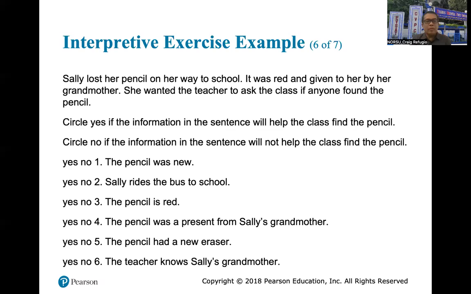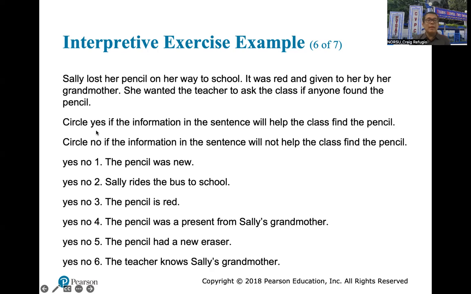Okay, so number one. You have there number 1, number 2, number 3, number 4, number 5, and then number 6. So we have there: the pencil was new. Sally rides the bus to school. Number 3, the pencil is red. Number 4, the pencil was a present from Sally's grandmother. Number 5, the pencil had a new eraser. Number 6, the teacher knows Sally's grandmother.